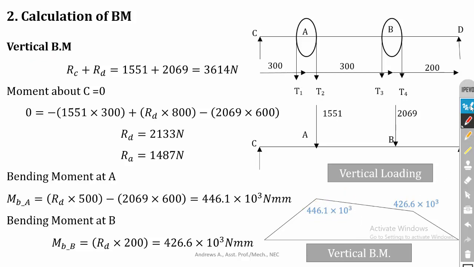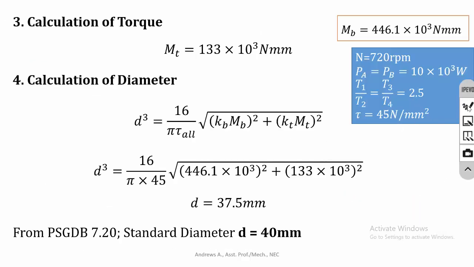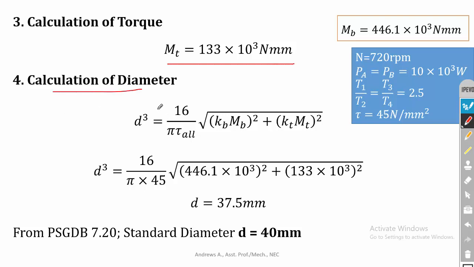Then the third step is calculation of torque. In the first step, we have already calculated the torque, MT is equal to 133 into 10 power 3 Newton mm. The last step is calculation of diameter. So you write the equation d cube is equal to 16 divided by pi into tau allowable, kb MB square plus kt MT square, all under square root. There are no loading conditions given, so we can assume kb and kt values as 1, and you can substitute that.